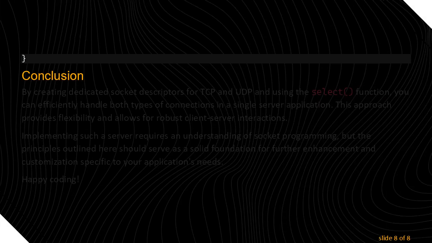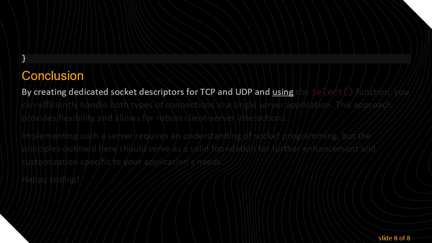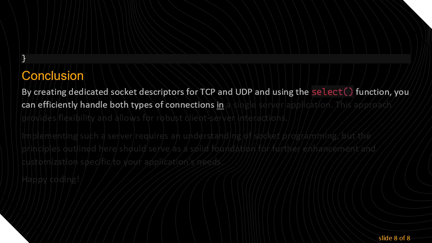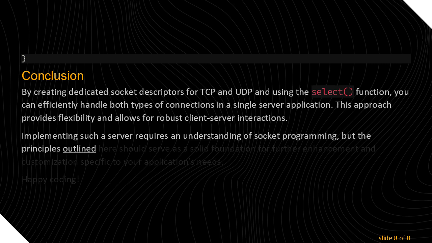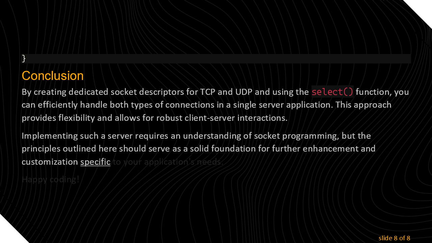Conclusion. By creating dedicated socket descriptors for TCP and UDP and using the select function, you can efficiently handle both types of connections in a single server application. This approach provides flexibility and allows for robust client-server interactions. Implementing such a server requires an understanding of socket programming, but the principles outlined here should serve as a solid foundation for further enhancement and customization specific to your application's needs.